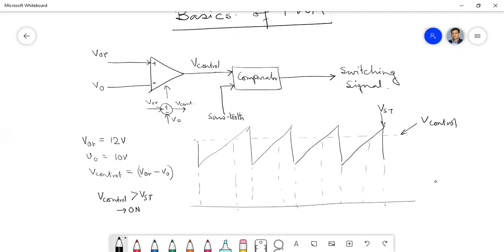Okay, so that means we'll get a positive pulse here. Then we'll get zero. Then again, we'll get positive pulse, then again zero. Positive pulse, zero. So this is how we'll generate the switching signal. This is the positive pulse, or we can say this is T on, and this portion is called T off.